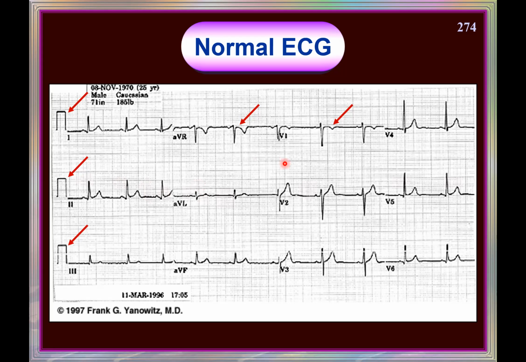AVR is all inverted. In V1, the S wave is deeper, and there is a progression of the R wave. There is a negative wave in V1. And the standardization is seen as 10 millimeters equal to 1 millivolt. That is more or less what you are looking at in a normal ECG. Okay, let's go down.